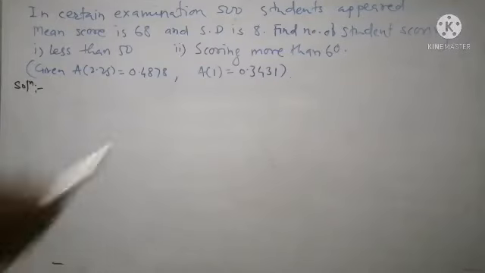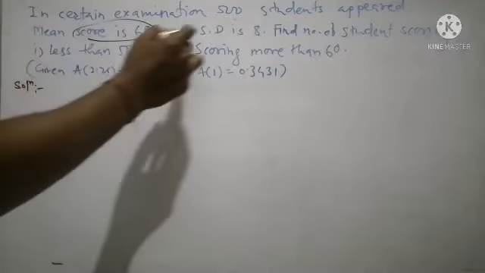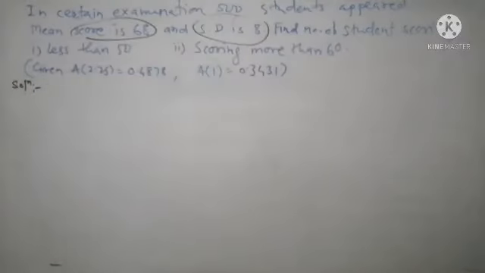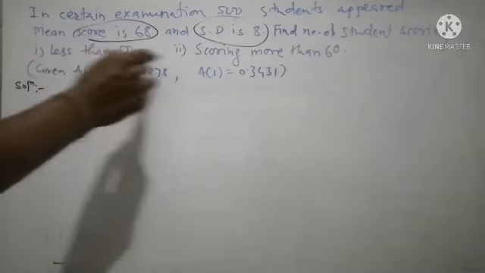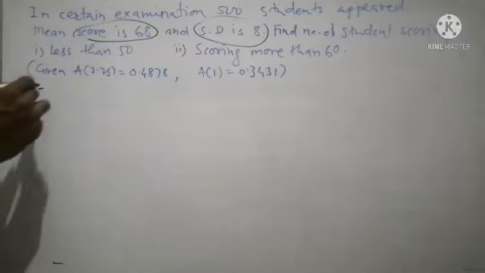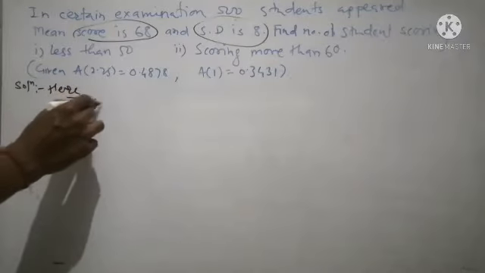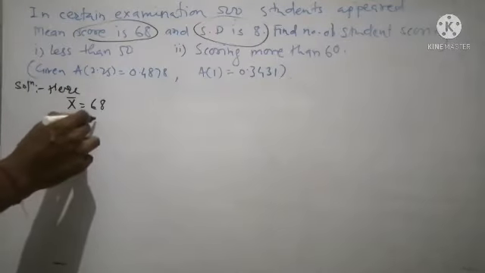In a certain examination, 500 students appeared, the mean score is 68 and the SD is 8. Find the number of students scoring less than 50 and scoring more than 60. As this is a normal distribution, the distribution has mean 68 and sigma, that is standard deviation, as 8.